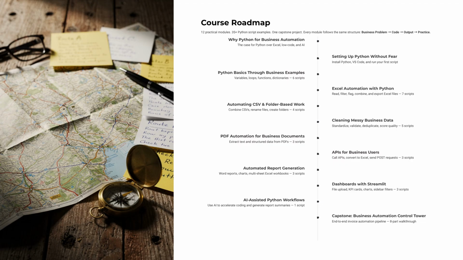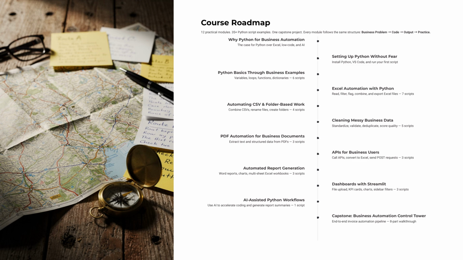This course is structured into 12 practical modules. We start with the business case for Python automation. Before writing code, you need to understand where Python fits compared to Excel, low-code tools, and AI tools. Then we set up Python and VS Code step by step. This is where many beginners get stuck, so we take it slowly. After that, we learn Python basics through business examples. You will learn variables, conditions, loops, functions, and dictionaries using scenarios like approval checks and vendor lookups.